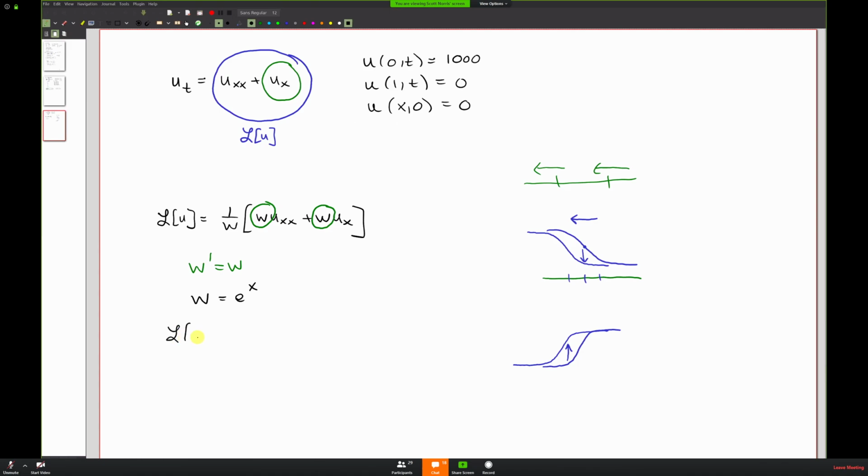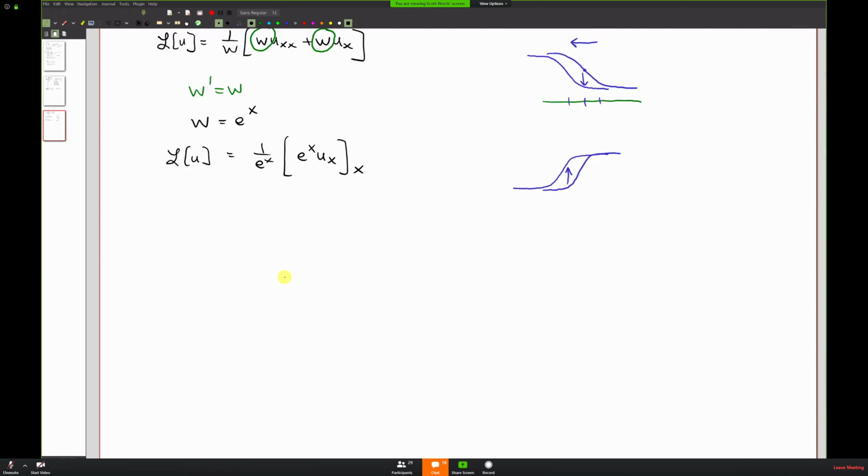It doesn't really help me solve the problem at all, but for completeness, I could put this in Sturm-Liouville form: 1 over e to the x, (e to the x u_x)_x. Okay, there's my operator in Sturm-Liouville form. And now that I've put it in Sturm-Liouville form and found the weight function, I know that the eigenfunctions will be orthogonal under that weight function. I know that the transform of the operator will be minus lambda sub n u sub n and all the other good things.